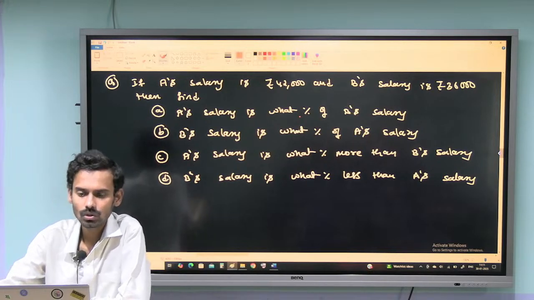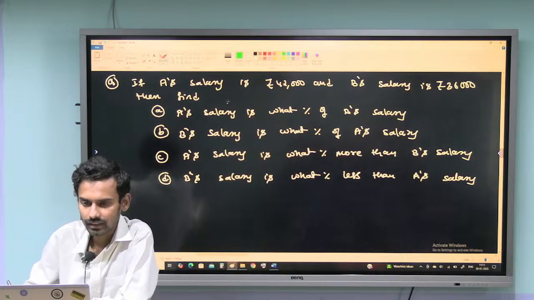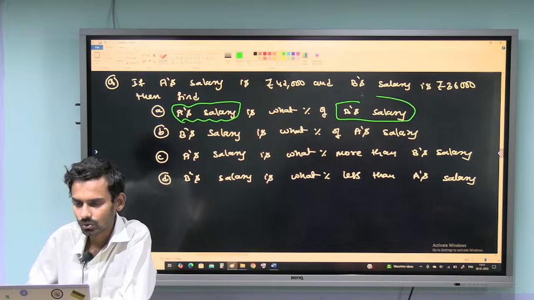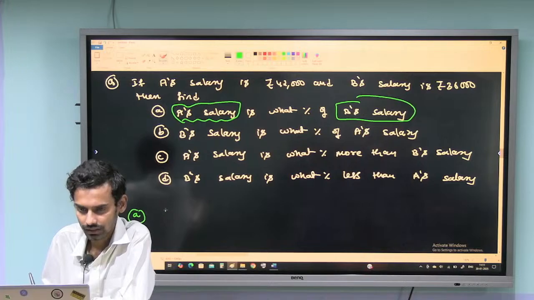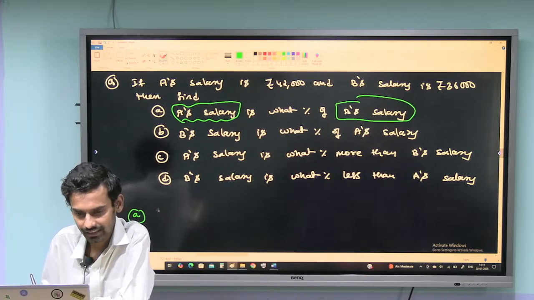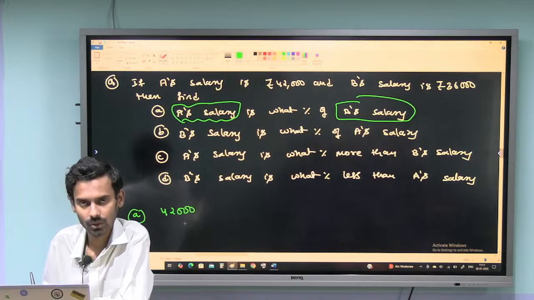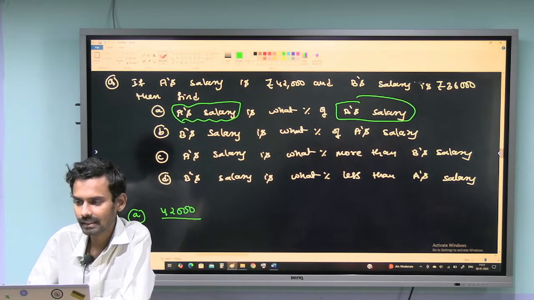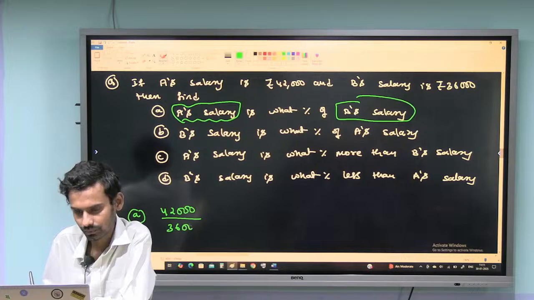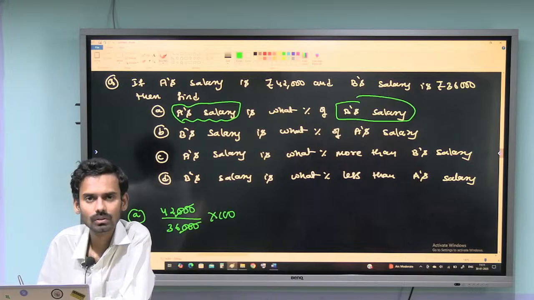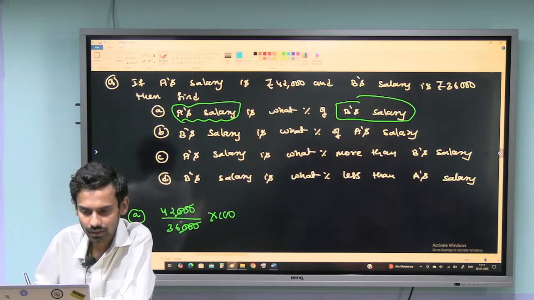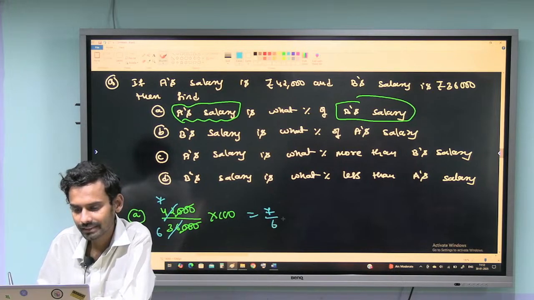So let me try to do one by one. In the first question, they are asking me to compare A's salary with respect to B's salary. So in the numerator, for sub question A, I need to take A's salary, because I am comparing A's salary, that is 42,000 divided by, in denominator I need to take 36,000 into 100. So if you cancel this 000, again you can cancel this in 6 ones are table like this, 6 sevens are, 6 sixes are. So it will be 7 by 6 into 100.